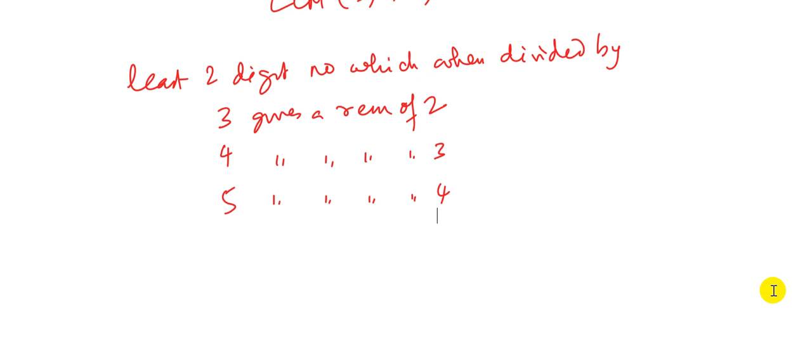Obviously, the concept is the same: LCM plus whatever the remainder is. But here the problem is that the remainders are different, right? You can add the remainder only if the remainders are the same, isn't it? Now, in order to solve this problem, if I don't know the concept of negative remainder, what will I do?